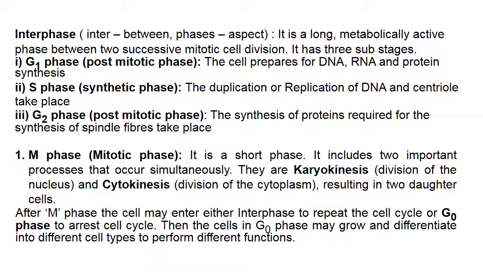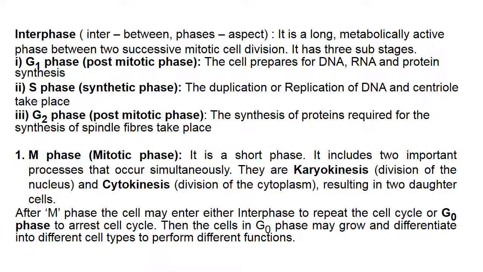Interphase. Inter means between, phase means aspect. It's a long, metabolically active phase between two successive mitotic cell divisions. It has three substages, G1, S and G2 phase. G1 phase is the post-mitotic phase. The cell prepares for DNA, RNA and protein synthesis. S phase is the synthetic phase. The duplication or replication of DNA and centriole takes place here. G2 phase is the pre-mitotic phase. Here, proteins required for the synthesis of spindle fibers are synthesized.